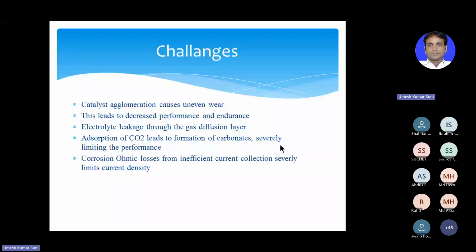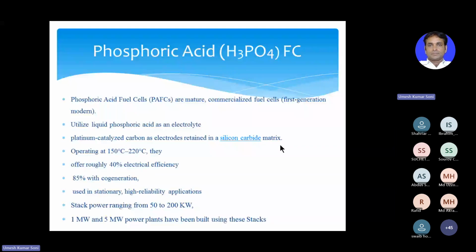Exhaustion of CO2 leads to the formation of carbonates, severely limiting the performance. Sometimes the porous electrodes, like graphite, which is also a porous electrode, can recombine with oxygen and form carbon dioxide, and it will limit the performance. If there is corrosion of the electrodes, some additional ohmic losses occur in the fuel cell, and this will limit the current density. Another is the phosphoric acid fuel cell.